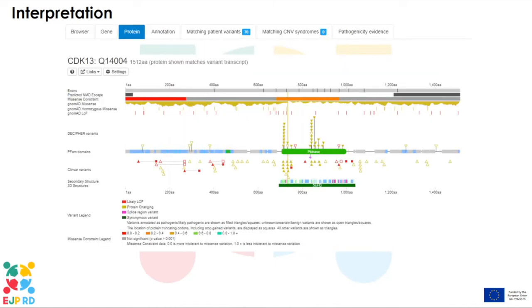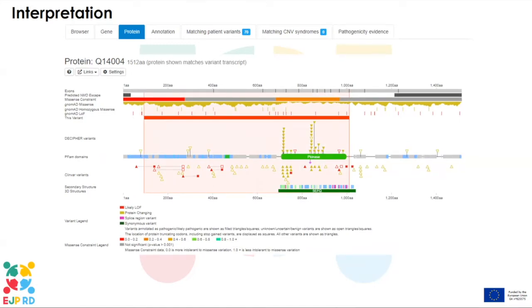So as previously, you get a protein view, but what you'll notice in this case, because we're looking at a patient record, we can actually see via this line exactly where our patient's variant is lying on the protein. Again, if you click on the 3D structure, you can see the 3D structure and you can see your own patient's variant.